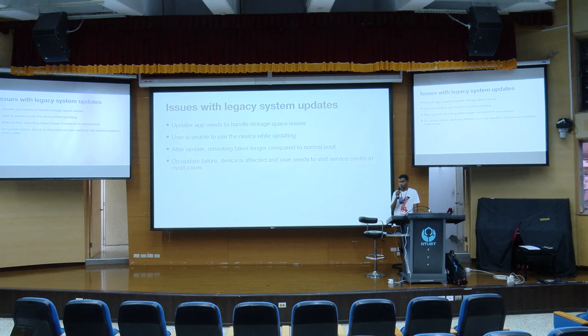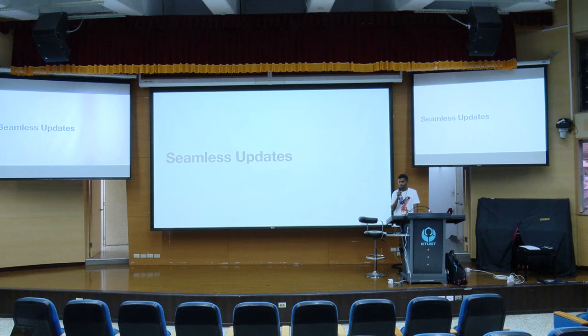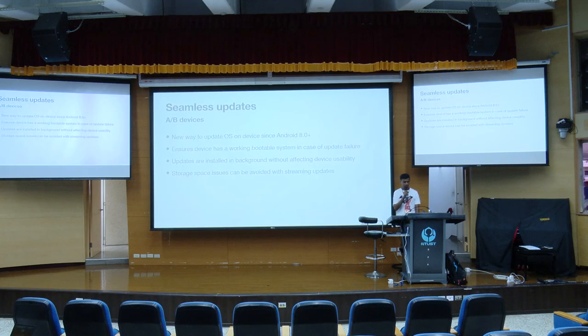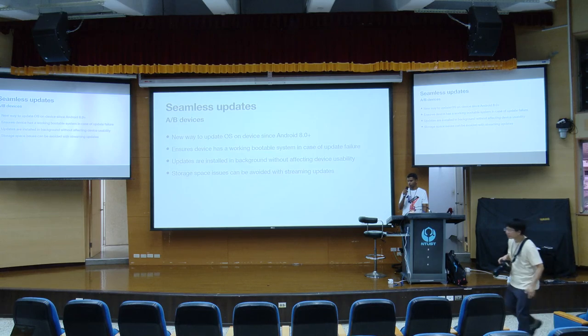Because of these reasons, what Google did was they got inspired from their Chrome OS and copied how the updates were working on that into Android. And that new way is known as seamless update. The word seamless simply indicates something without interruption. How does that work? Very simple. The new devices which support seamless updates are known as AB devices. Again, I will explain what AB means in just another slide. This is the new way to update the operating system on your Android devices since Android 8.0.